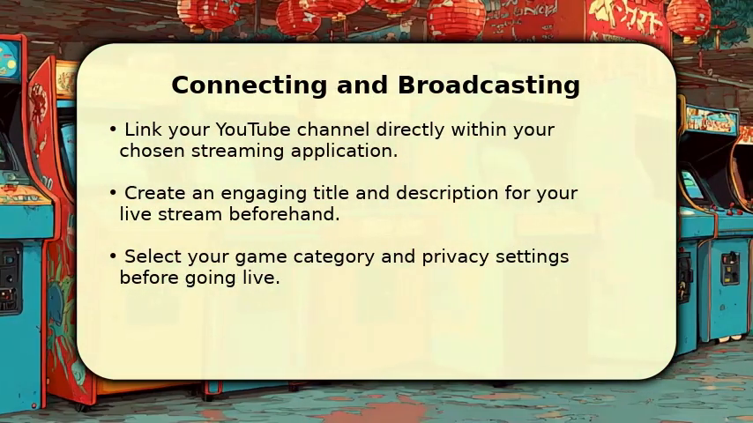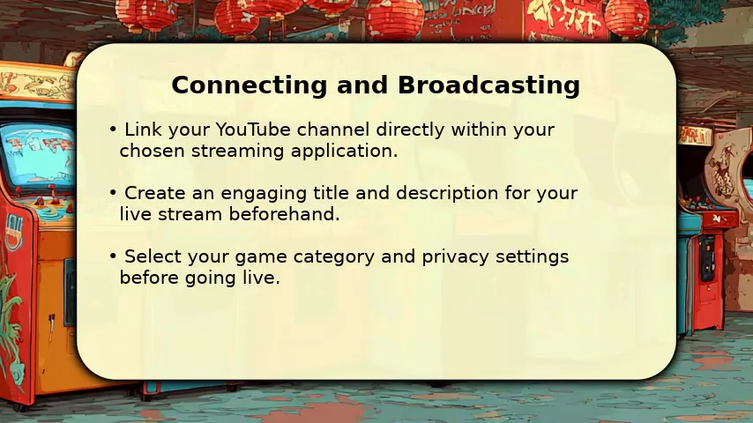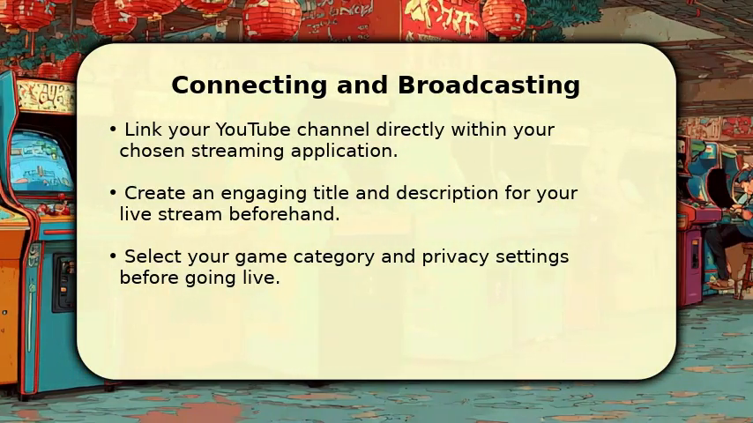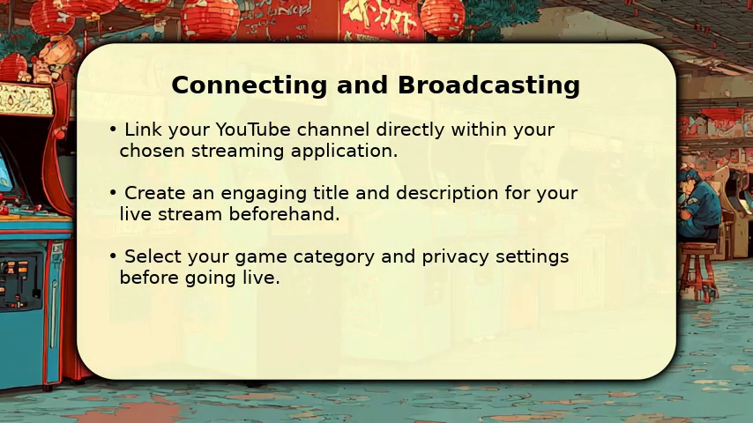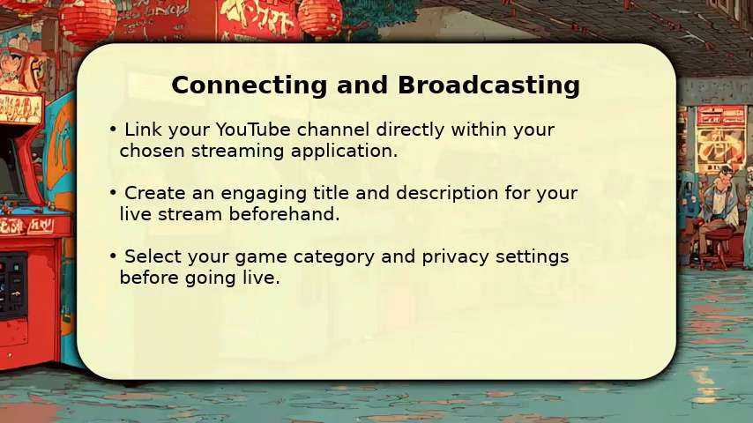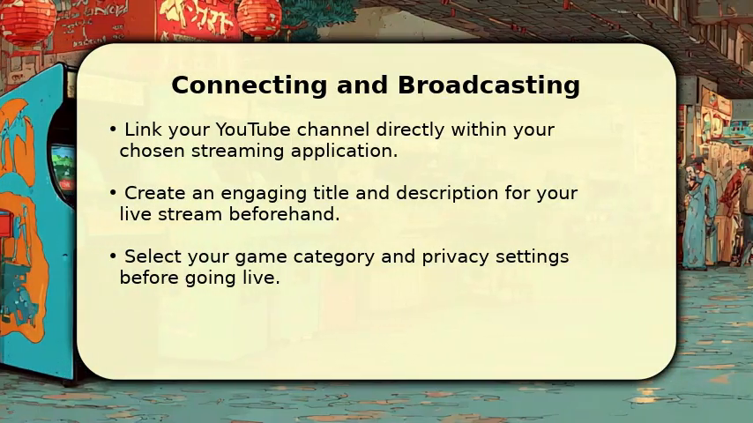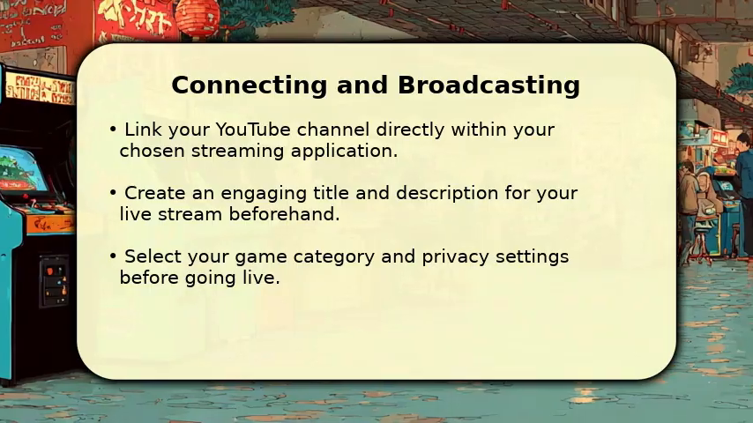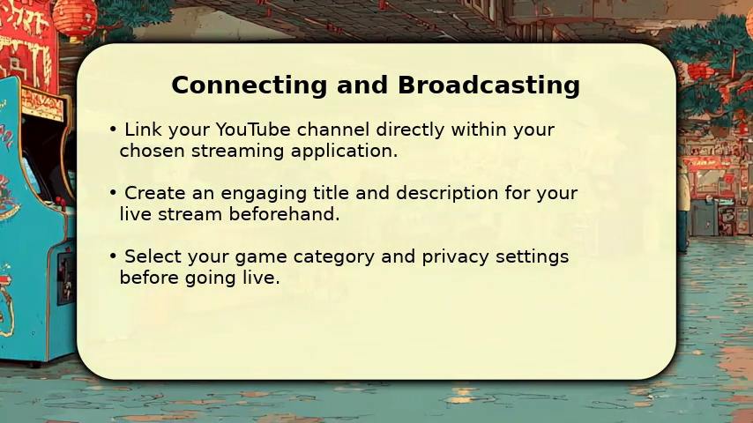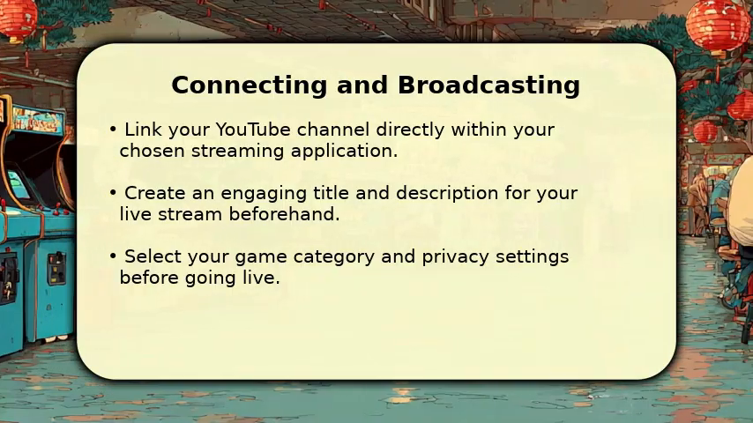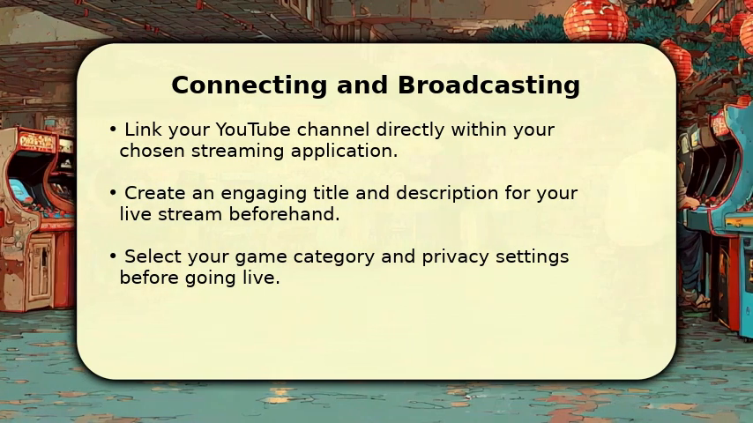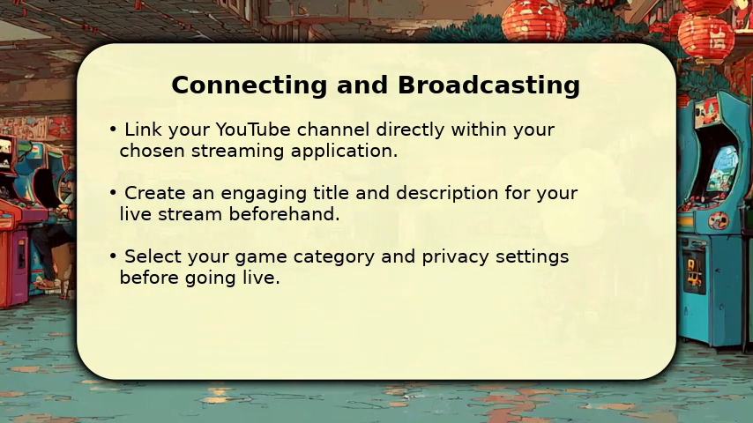Next, link your YouTube channel within the streaming application's dashboard. This is a straightforward process requiring your YouTube login credentials. Before starting, create a compelling title and description for your live stream to attract viewers. Select PUBG Mobile as your game category and choose your privacy setting, whether public for everyone or unlisted for specific audiences. Then, with just one tap, you can begin your live broadcast directly to your YouTube channel. Your stream will now be visible to viewers.